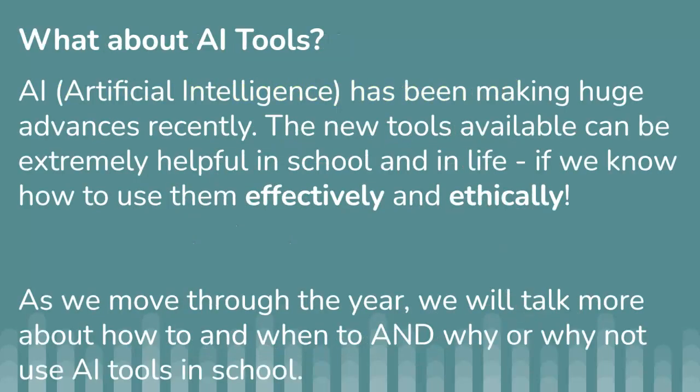It's called a citation. Getting a little bit into the AI tools conversation, artificial intelligence, there are huge advances there, advances happening as I speak. New tools that are available can be helpful to us, but again, we have to know how to use them effectively and ethically. We have to know what we can do with them to make it effective for us, but also what is the responsible and right thing to do with them. As we move through the year and through our units, we'll talk more about how to use AI, when to use AI, and why or why not to use AI in different ways in school. That's it.